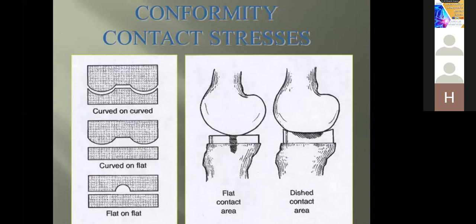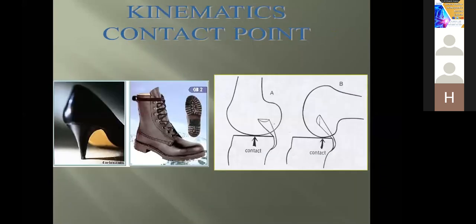Conformity reflected to contact stress. The more conformity you have, the less the contact stress per unit area, as shown in the right part of the slide. The less conformity you have, the more stress per unit area and consequently the more wear you have. This picture reflects what I'm talking about.